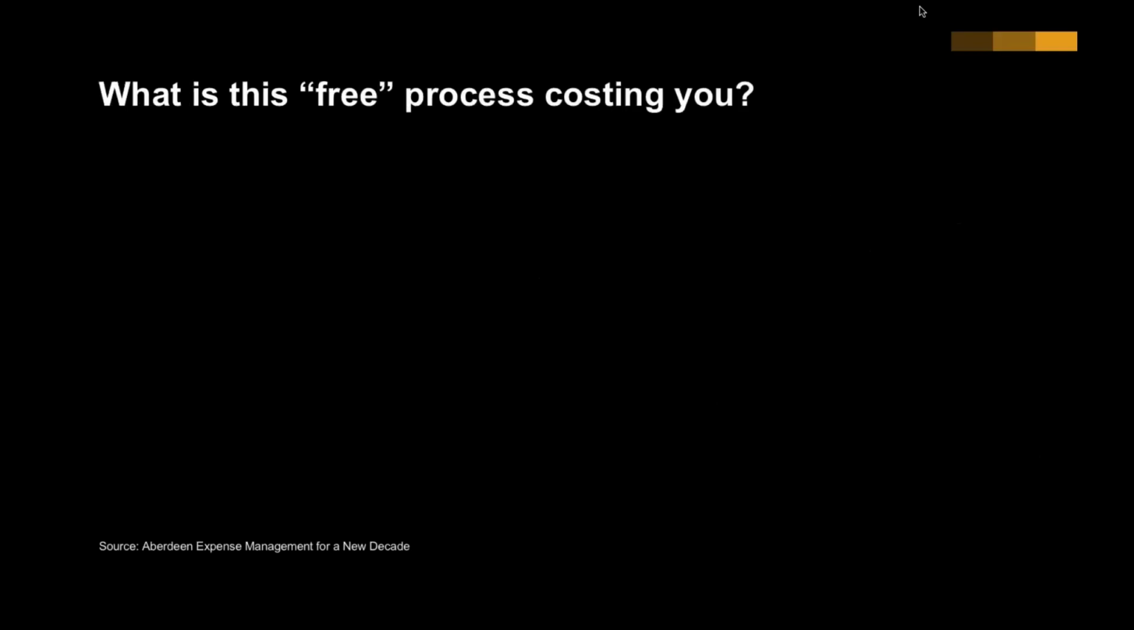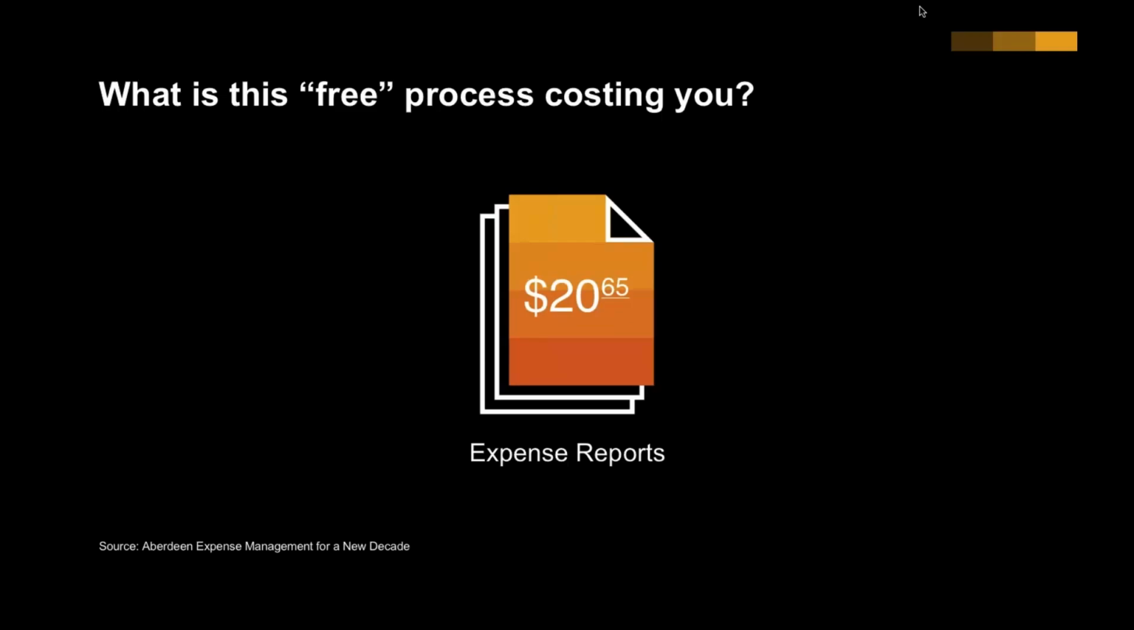So we found that our biggest competitor is actually no action, because a lot of our prospects think that their current process is free because paper is relatively inexpensive and everybody has Excel on their computers. But the reality, when you take into account all the things we just covered on the previous slide, missing receipts, missed policies, the cost to handling an expense report in a manual-based process is around $20.65. This is a study done by a third-party company, the Aberdeen Expense Management Group.